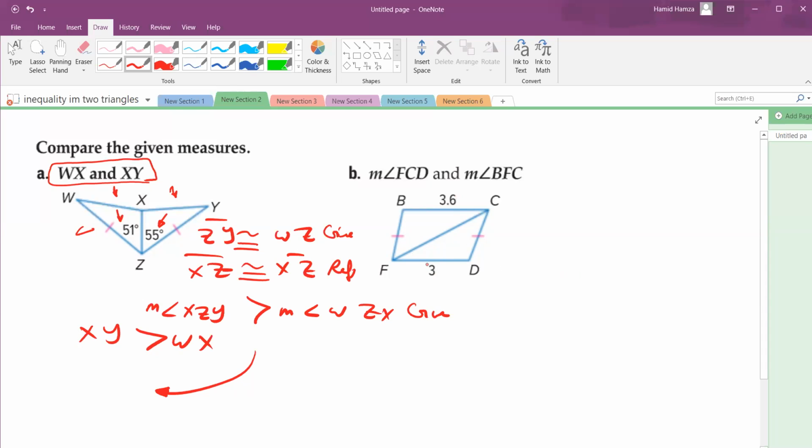Who can solve this one with me, guys? This is the hinge theorem. Okay, guys. So I will answer with you. Yeah.